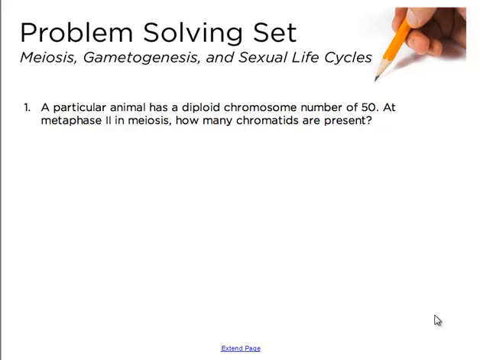So in question 1, it asks us, a particular animal has a diploid chromosome number of 50. At metaphase 2 in meiosis, how many chromatids are present? While they're specifically asking about metaphase and meiosis here, it might be instructive to just go through a couple of aspects of both mitosis and meiosis real quick, just to see how many chromatids would be present at various times, and then we could make a generalization.